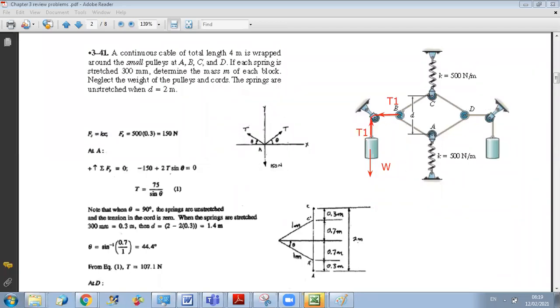So I have T1 here, and I have the tension in BC and BA. Okay? So this is T2.